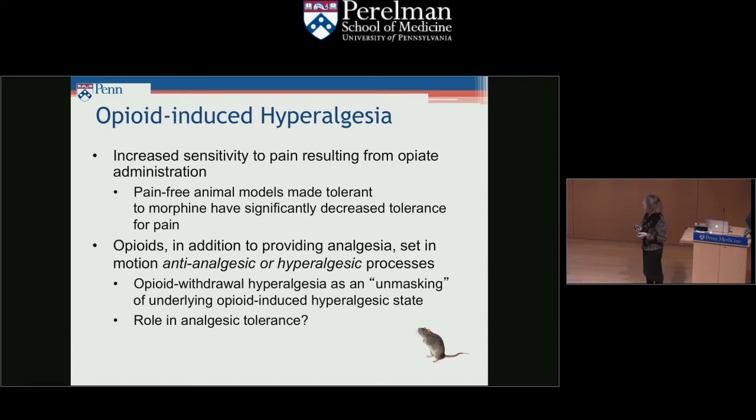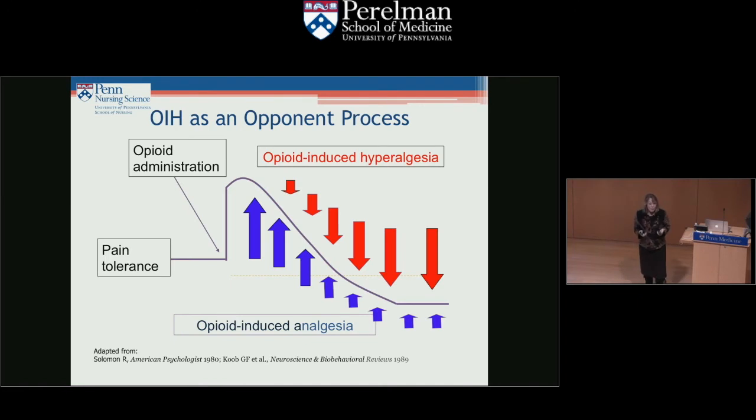Now, why would this occur? Opioid-induced hyperalgesia has been conceptualized as an opponent process. In other words, the hyperalgesia is an allostatic state that occurs in response to the opioid-induced analgesia. If you look at this schematic here, you can see that a patient's baseline pain tolerance may be right about here. We give them a strong opioid, and their pain tolerance improves, and it improves markedly.